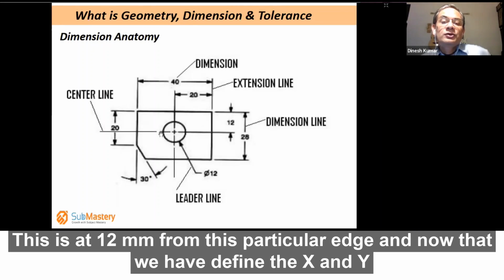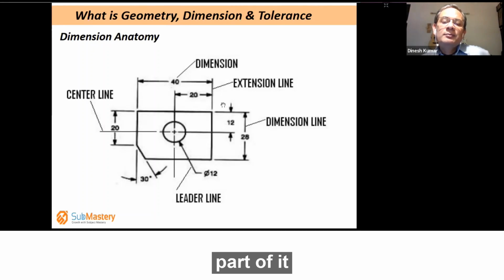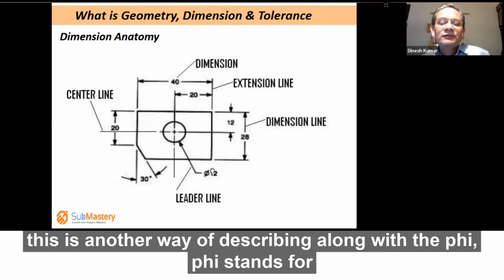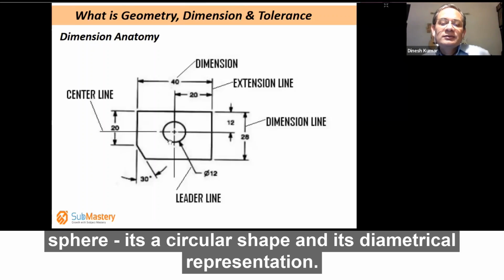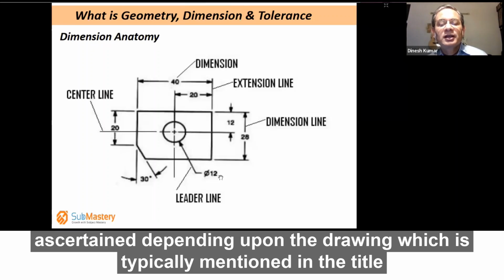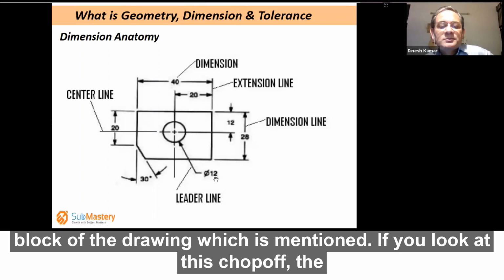Now that we have defined the x and the y part of it, we are saying what is the size of it? It can be 5 millimeter, 10 millimeter, 12 millimeter, whatever. So this is another way of describing, along with the phi. Phi stands for diameter. So it's a circular shape, and it's a diametrical representation. So it has a diameter of 12 units; millimeter or inches needs to be ascertained depending upon the drawing, which is typically mentioned in the title block of the drawing.